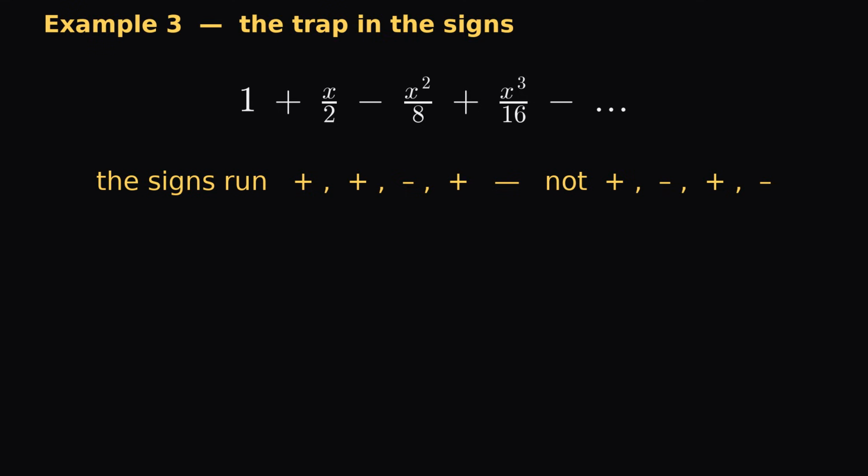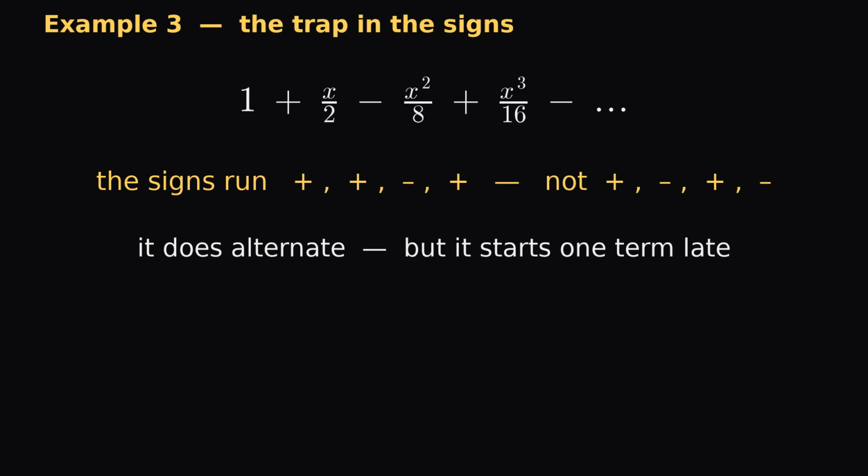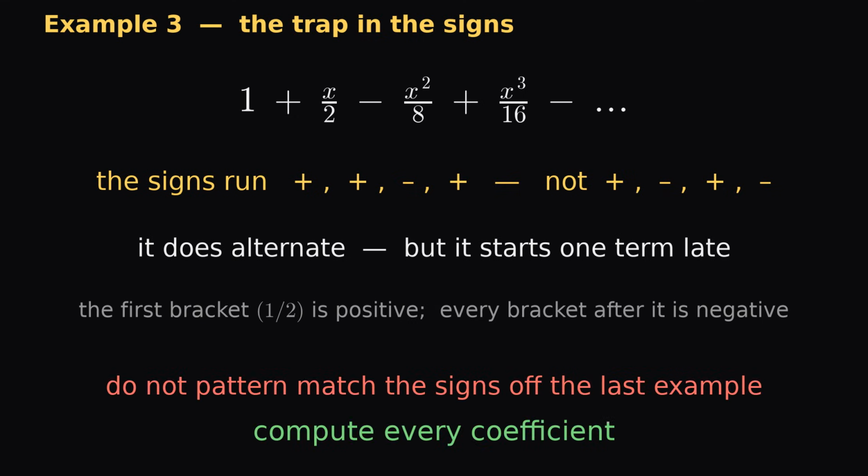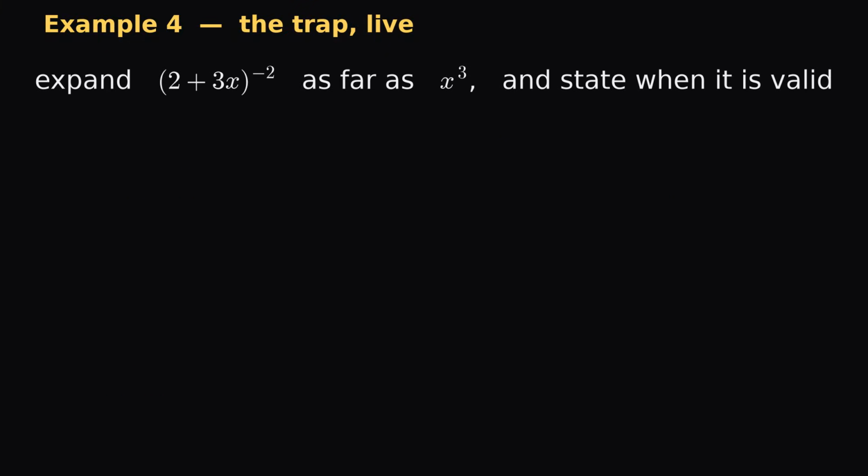And there is a trap sitting in those signs. Plus, plus, minus, plus. It does alternate, but it starts one term late, because the first bracket in the chain is positive, and every bracket after it is negative. Do not pattern match the signs off the last example. Compute every coefficient.